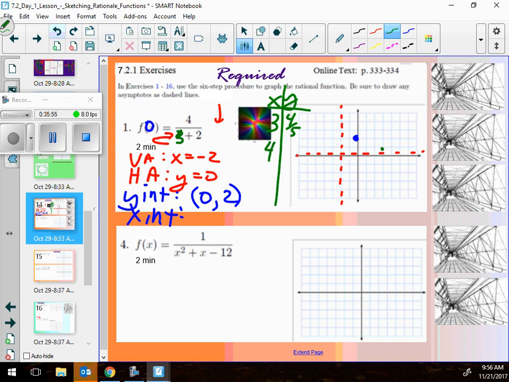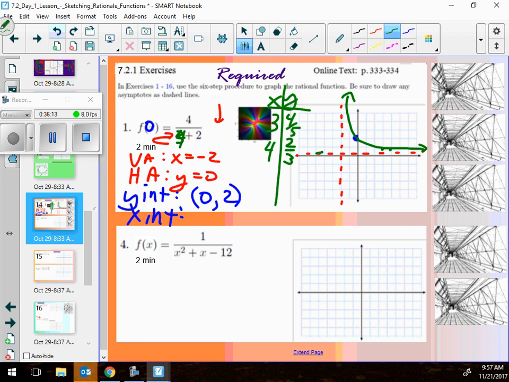Let's say I put in a 4. 4 over 6 is 2/3. 4 comma 2/3. It's a little lower than last time. Oh yeah, this is just going to get closer and closer to 0. No sense in even making more points there. And then I kind of know how this looks. It should go up towards, okay, that's all good.